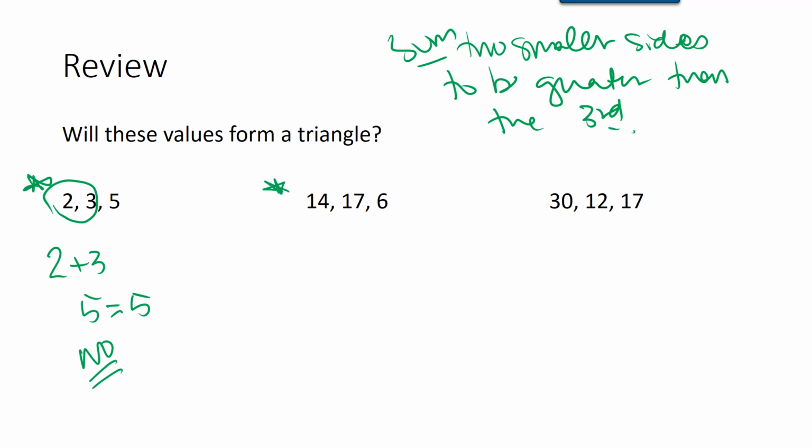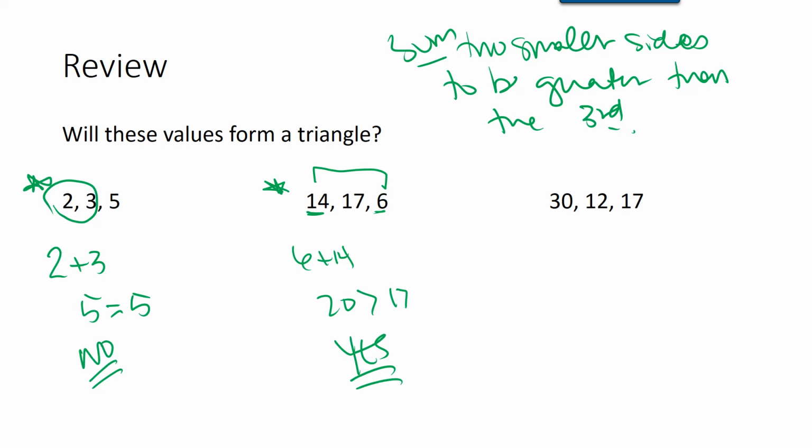Let's look at the next one. We have 14, 17, and 6. Now this one, I switched it up on you a little bit. I did not give you the values in order from least to greatest, so you're going to have to pay attention. Don't just assume that it's the first 2. Here we have to use the 14 and the 6. Well, 6 plus 14 is 20, and 20 is greater than 17, so the sum of those 2 smaller sides is bigger than the third, so these do make a triangle. Now again, we don't know what kind of triangle, but we know that they make a triangle at this point.